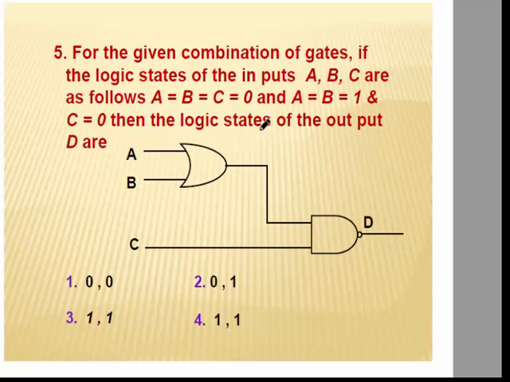Next question. For given combination of gates, if the logic gates of inputs A, B, C are given as follows: A equal to B equal to C equal to 0 and A equal to B equal to 1 and C equal to 0, then logic gates of the output are.